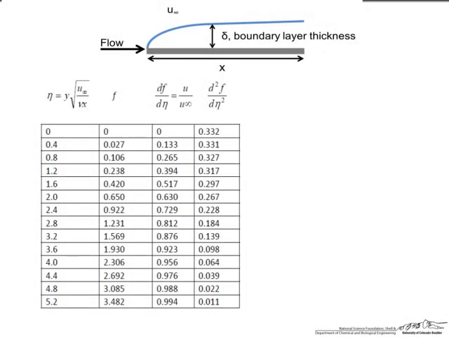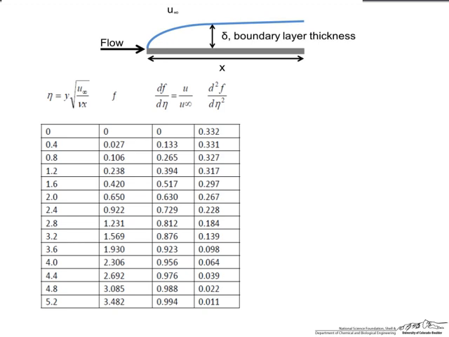The flat plate laminar boundary layer functions that were developed by Blasius can be used to find a number of different characteristics of a boundary layer. In this screencast, I'll show you how we use this table to find the boundary layer thickness at any point along a flat plate and demonstrate it with an example.